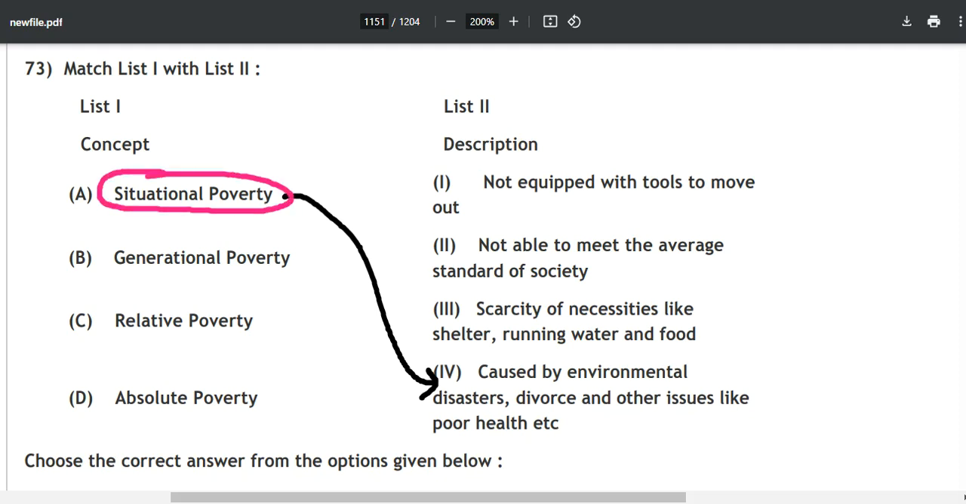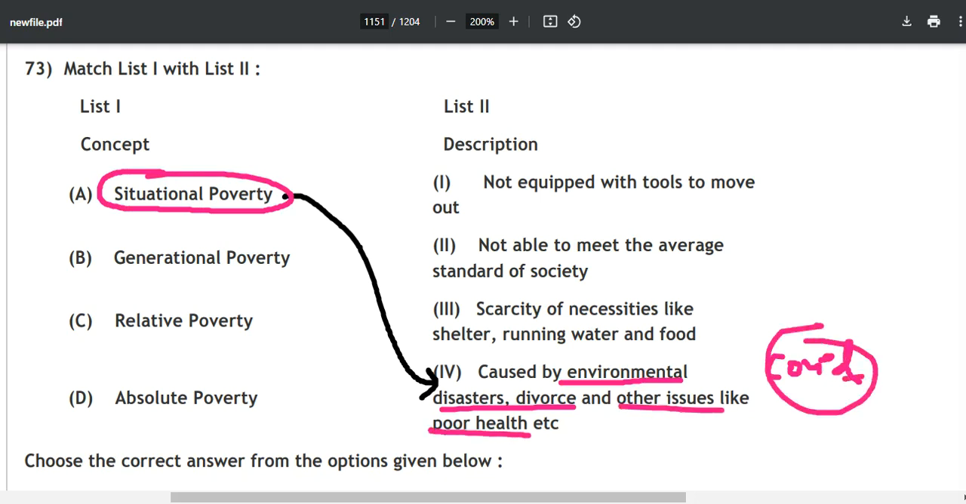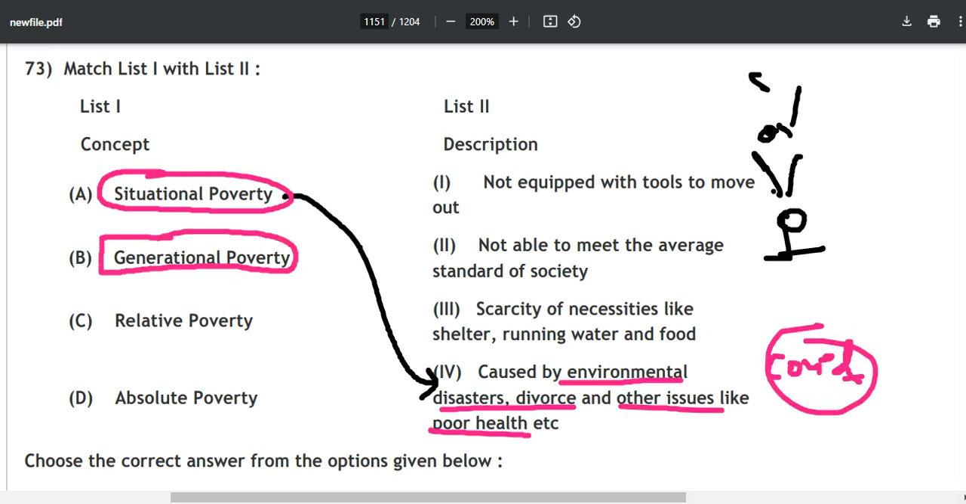Situational poverty can be because of an environmental disaster. COVID-19, people are poor now, or facing poverty and other issues like this. Or poor health maybe. This is a prime example of situational poverty, because the poverty has arisen because of the situation. Now what is generational poverty? What does generation mean? Generation means you, your parents, their parents.